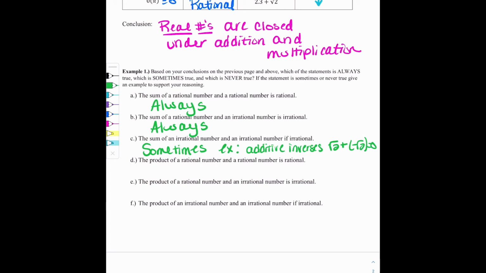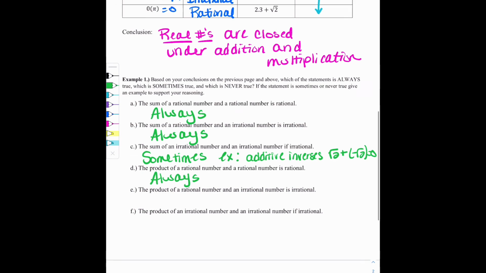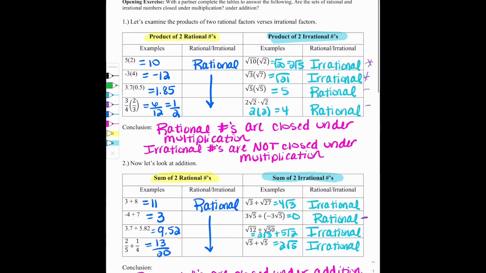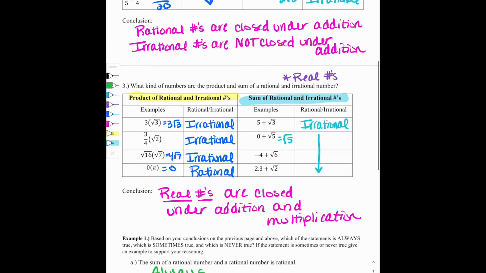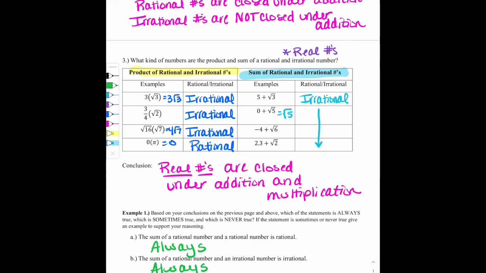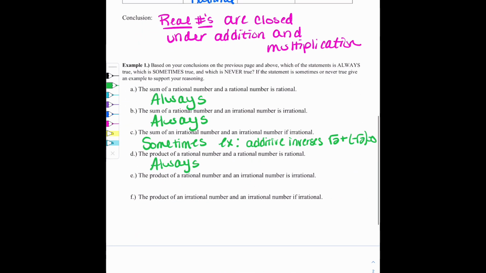D, the product of a rational number and a rational number is a rational number. This is always true, which we saw in our table. E, the product of a rational number and an irrational number is irrational. So we're going to go back up to product. Do we have rational and irrational? We do, right here in table 3. And we see that it is sometimes. We do have the exception of our example, which was square root of 2 times 0, which gives us 0, and there we see 0 is a rational number.